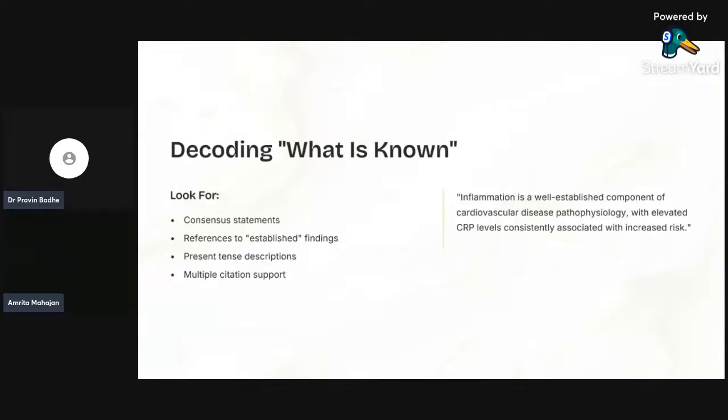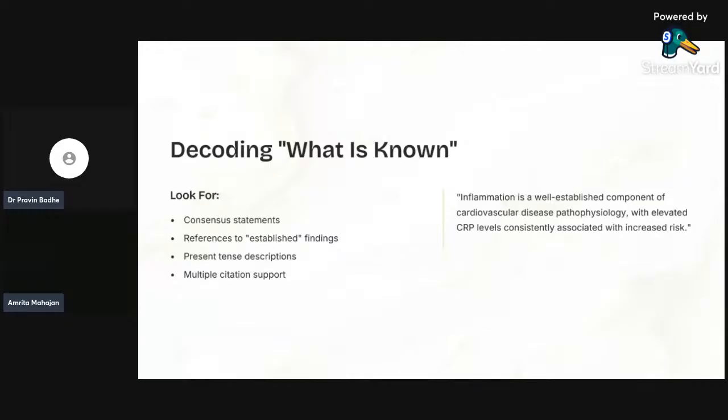And then decoding what is known to you. Look for consensus statements, or references that are established findings, so you know what is known. There might be statements that summarize the current state of knowledge or existing research. They provide the background and context for the study. So an abstract might start with this to establish the importance of the research topic.